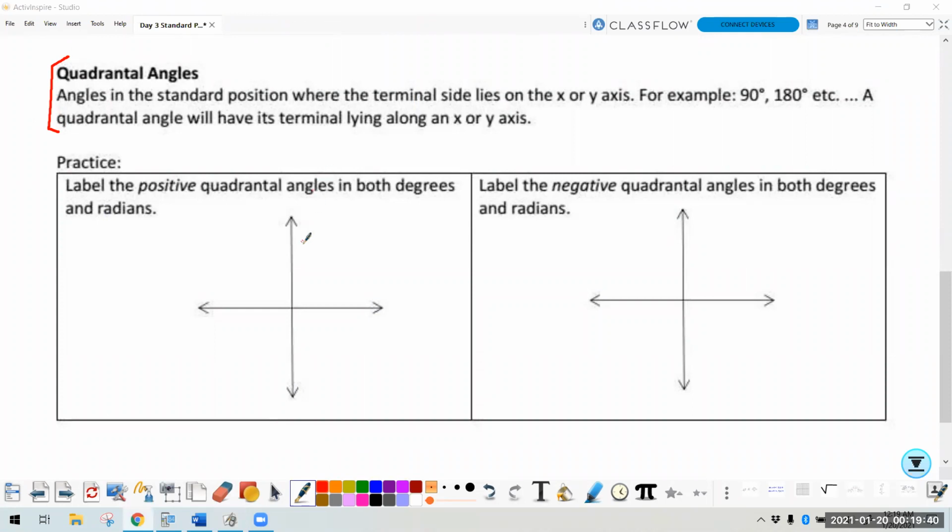So a quadrantal angle is an angle in standard position whose terminal side is on the X or Y axis. It's on the quadrant line. So for this first one, it's saying label the positive quadrantal angles. So we start over here. This is our initial ray at 0 degrees.